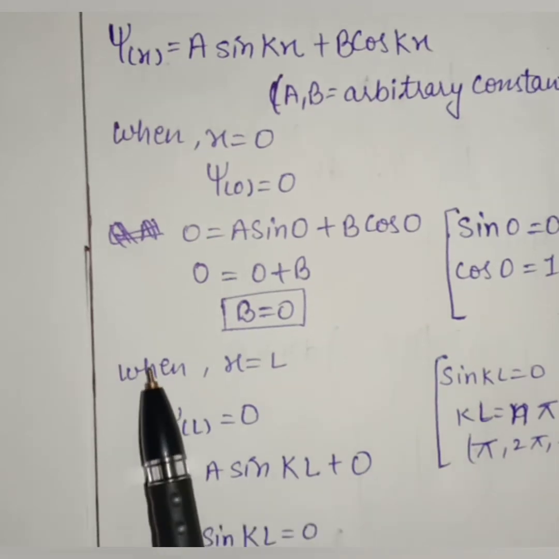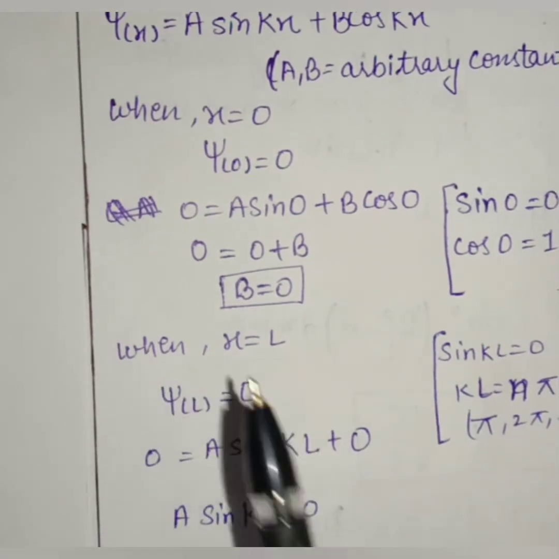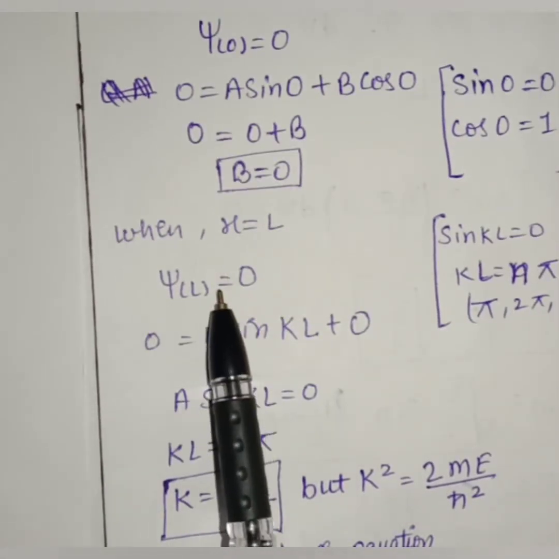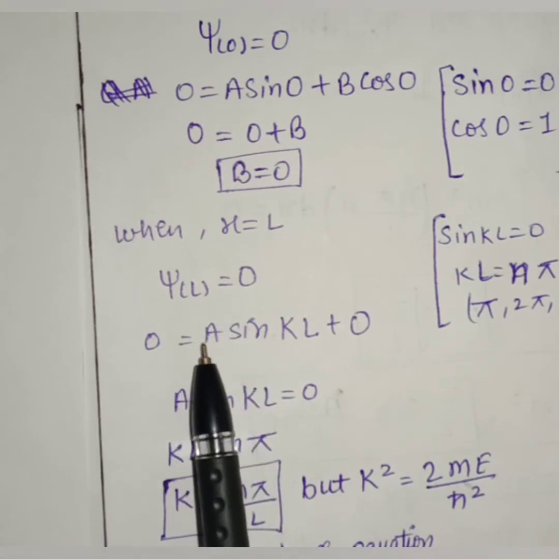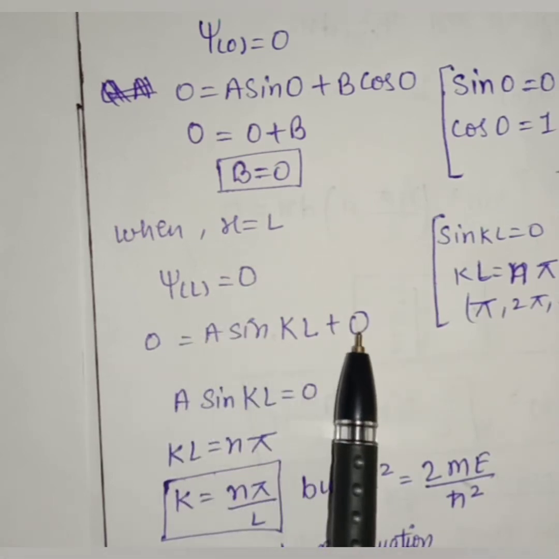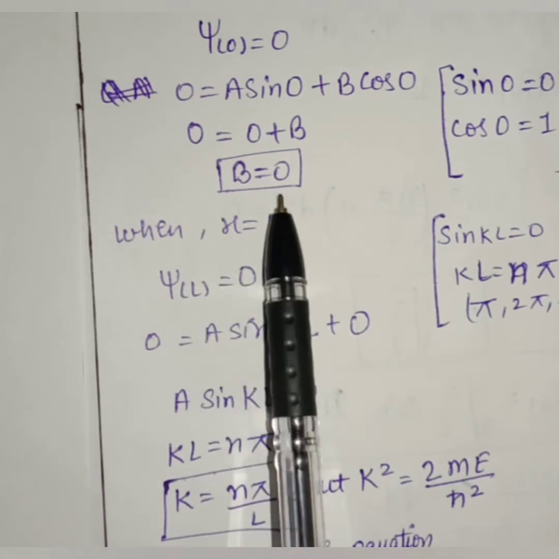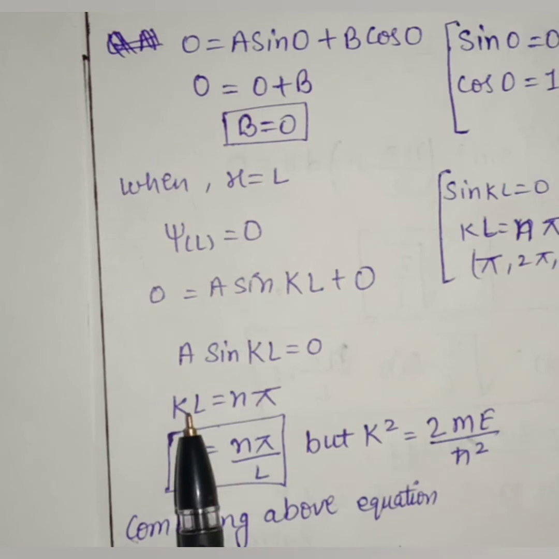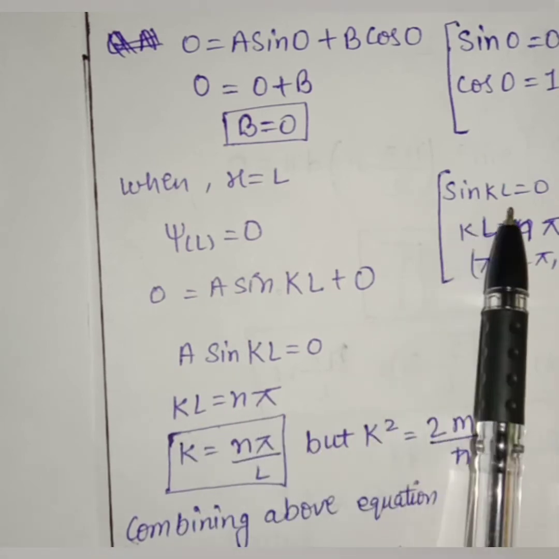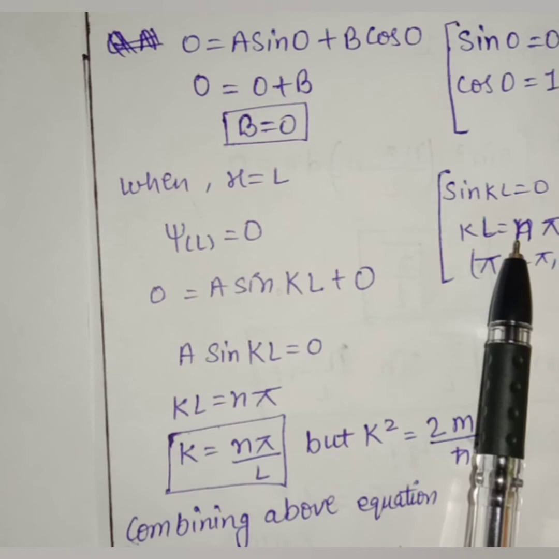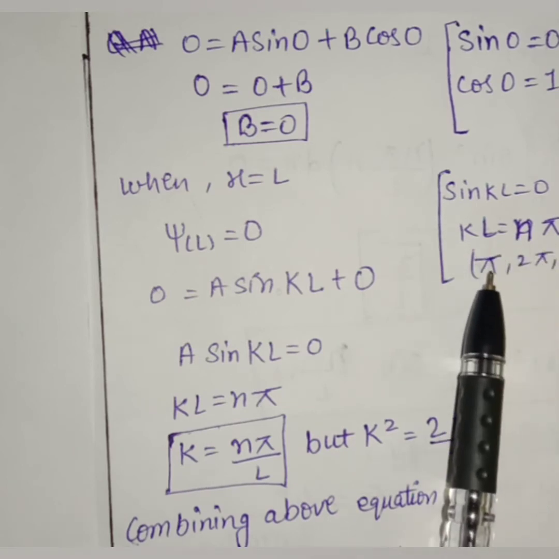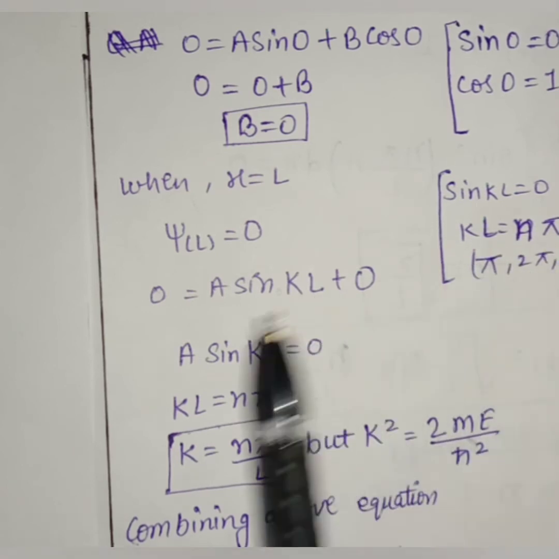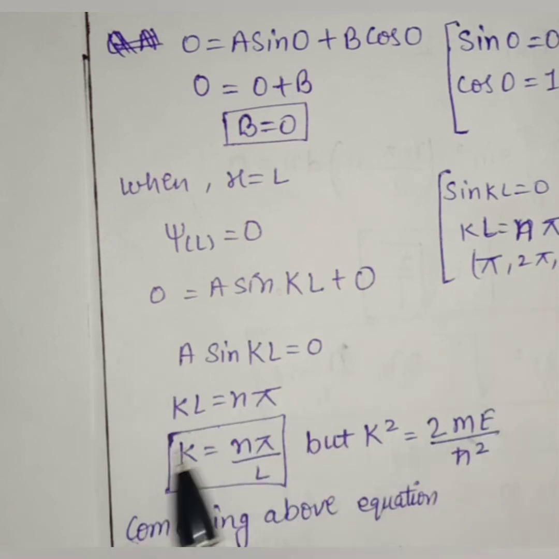When we put the second boundary condition, which is x equals L, we will get ψ equals 0. 0 equals a sin kL plus 0. Here we put the value of b from here and you will get a sin kL equals 0, where kL equals n pi. Sin kL equals 0, so kL equals pi, 2 pi, 3 pi and so on. So k equals n pi by L, but k square equals 2mE by h bar square.